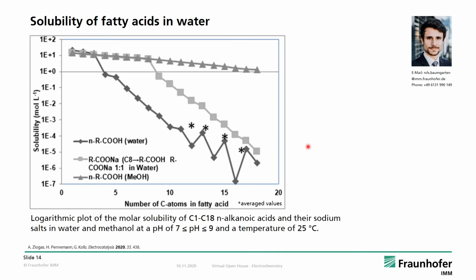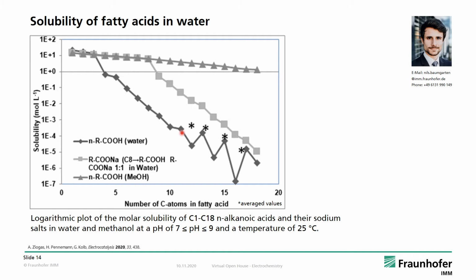So as I've mentioned before, we will do the reaction in water or an aqueous medium. So the problem that occurs is a rapid decrease of the solubility of the fatty acids depending on the chain length. So as you can see in this graph, we have the number of C atoms of the fatty acids here and the solubility. And if you look at the graph for methanol, we have only a slight decrease of the solubility. And if we are in water, we have an extreme decrease of the solubility of the fatty acids depending on the number of C atoms.